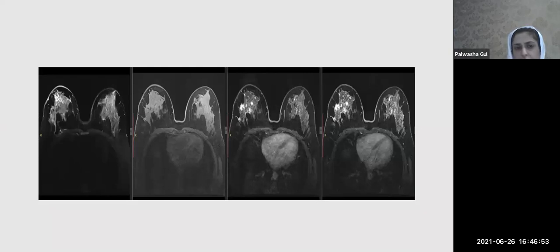I'm not very good at MRI breast, but the little bit that I report, I do with the help of my breast imaging colleague. I can just tell you that whenever you're reporting MRI breast, in your report, always comment on the parenchyma of the breast.